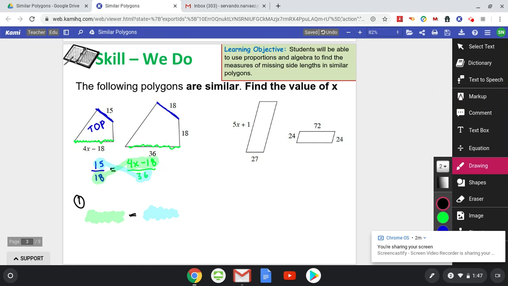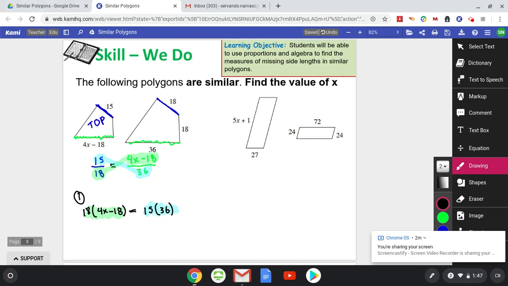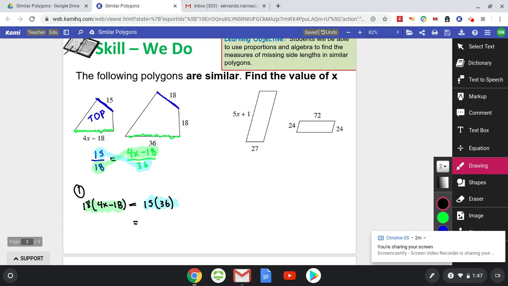So let me write everything down. On the green part, we have 18 times 4x minus 18. On the blue section, we have 15 times 36. When multiplied, the right hand side, I'll do that one, it's a little bit easier, is equal to 540. And for the left hand side, we have to distribute the 18 times the 4x and the 18 times the negative 18. 18 times 4x gives me 72x. 18 times negative 18 gives me negative 324.